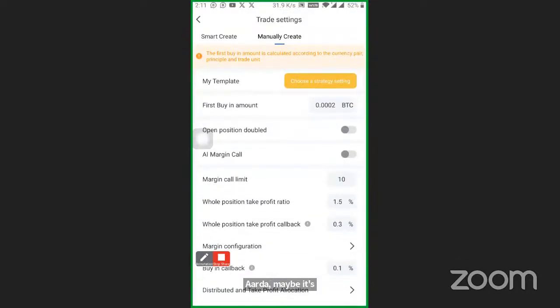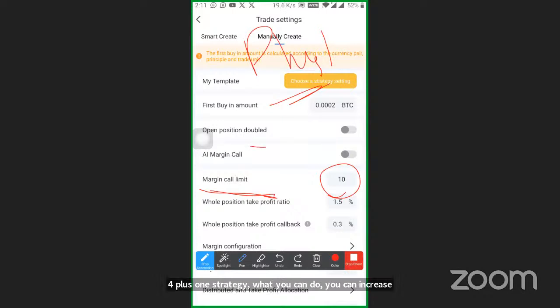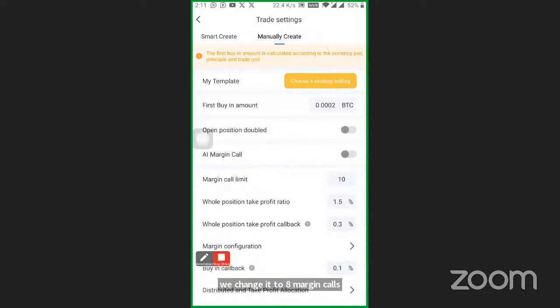Okay. Here we have the third strategy, that is called plus one. For the plus one strategy, you can increase further to 10 margin calls. Remember, in double up, we started with 7 margin calls. In Fibonacci, we changed it to 8 margin calls. Now we can trade with 10 margin calls if you are using the double up plus one strategy.